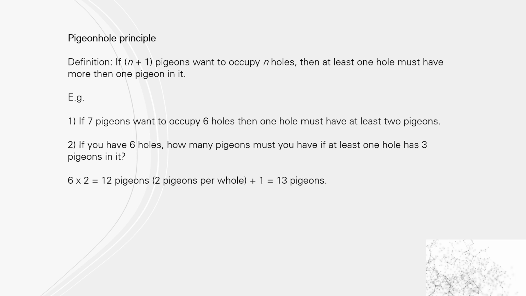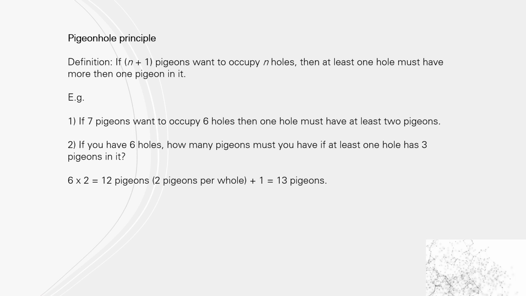So the definition is: if n plus 1 pigeons want to occupy n holes, then at least one hole must have more than one pigeon in it. Hopefully that makes sense. So to use these examples with numbers rather than just the algebra, if you had 7 pigeons, but there were only 6 holes available, then one hole must have at least 2 pigeons.